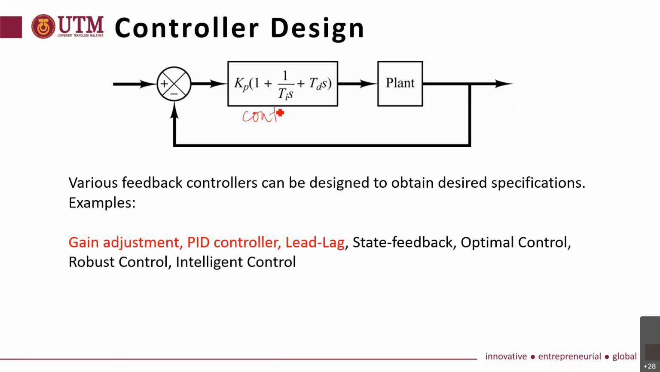This is an example of a controller. Okay? So this is a plant or a system, and our aim here is to design a controller. And there are many controllers that can be used to obtain desired specification. For example, gain adjustment, the one that I put in red color, PID controller, lead lag, state feedback, and all other controllers can be used to obtain desired specification.